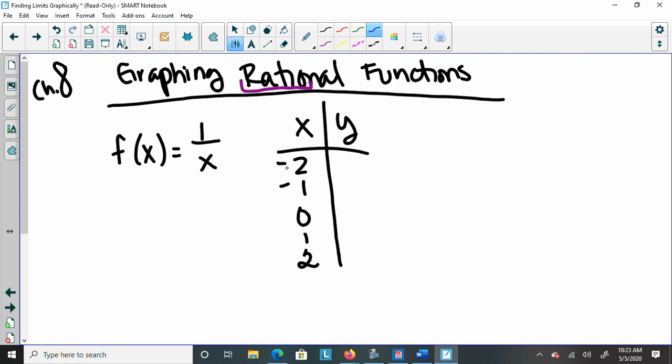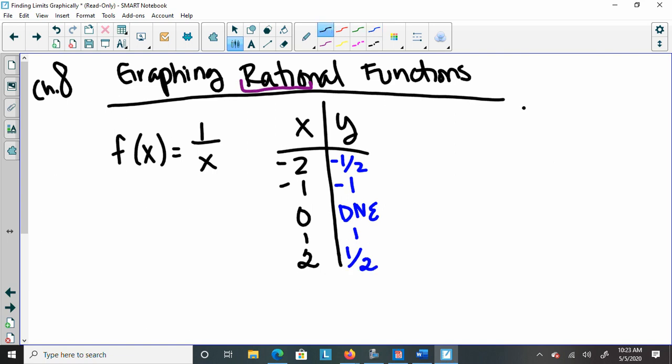So now we're just going to plug the numbers in. So what is 1 divided by -2? That is -1/2. 1 divided by -1, -1. 1 divided by 0, you can't divide by 0, that does not exist. So you can say does not exist, or you can say undefined, either one's fine. 1 divided by 1 is 1, and 1 divided by 2 is 1/2.